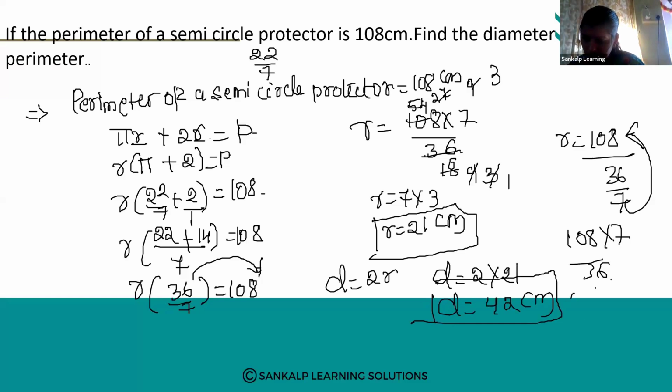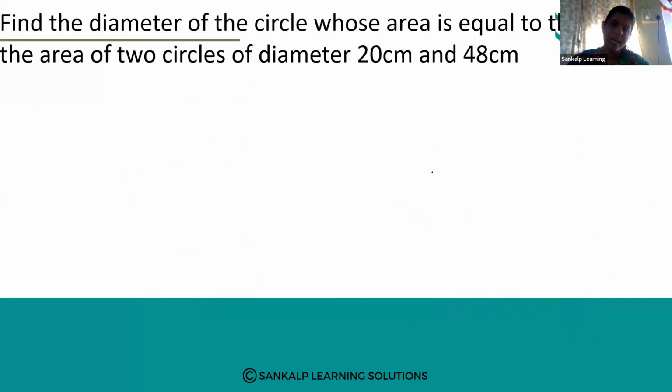Understood? Yes. So here we use the formula pi r plus 2r is equal to P. So by using this formula, we can substitute the values and finally we got the r value, and by using that r value, we can find out D is equal to 2r. So D is equal to 42 centimeter.